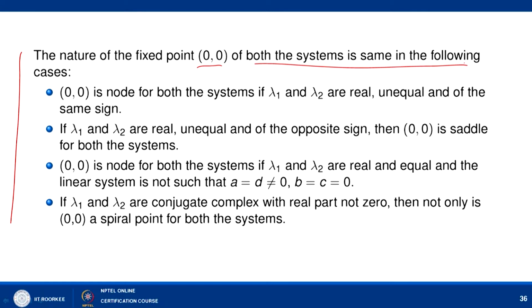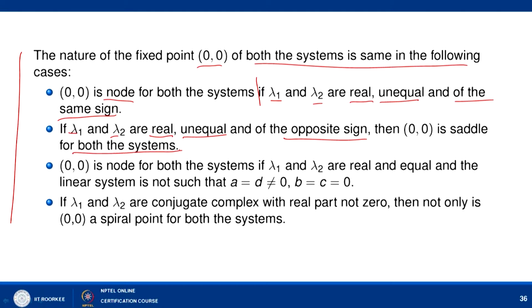First, that (0, 0) is a node for both the systems. It means that lambda 1 and lambda 2 are real, unequal and of the same sign. So, if lambda 1 and lambda 2 are real, unequal and of the same sign, then (0, 0) is a node for both the systems, and if lambda 1 and lambda 2 are real, unequal and of the opposite sign, then (0, 0) is a saddle point for both the systems.